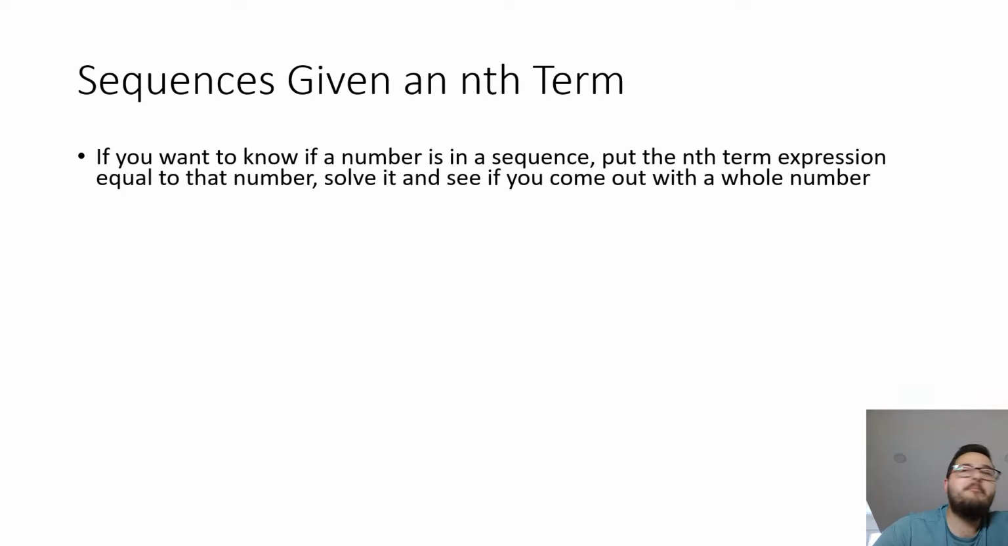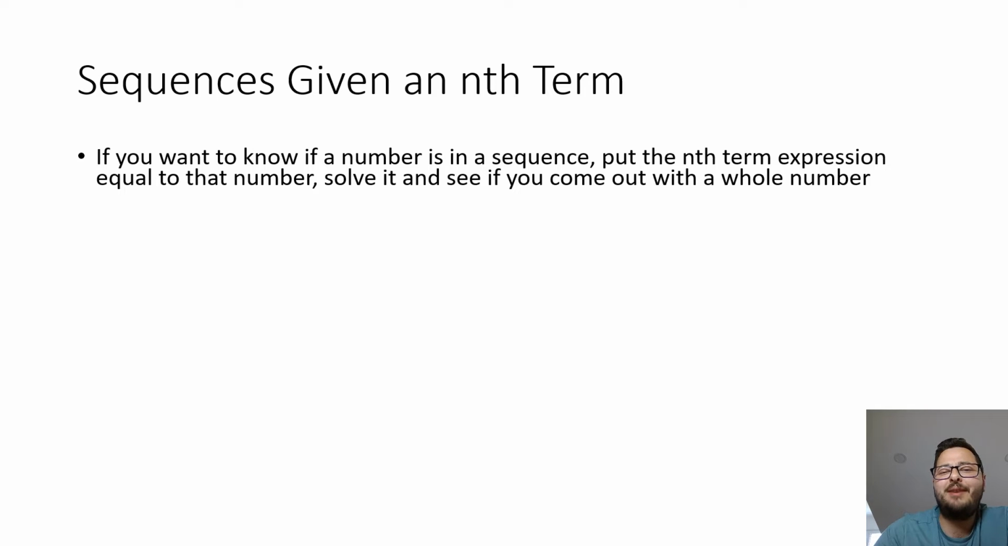For example, let's say it was 3n plus 1, and we want to find out if 10 is in that sequence. So you put 3n plus 1 equals 10, and then you solve it. With that, you'd end up with n equals 3. It's a whole number, so it's in the sequence. And because it's 3, it's the third term in the sequence.